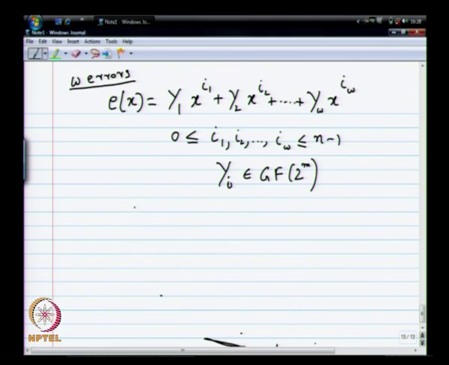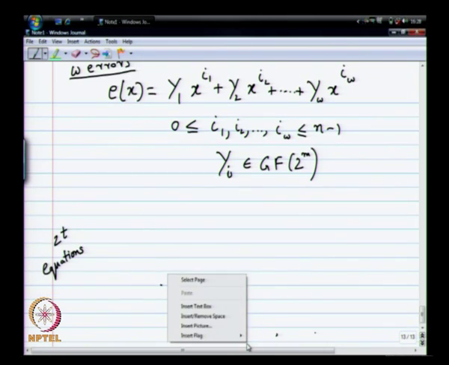Okay. So basically, we have 2t equations, right? And how many variables? Well, it's not w. So, y is there. Okay, two w variables, right? So that's the idea.